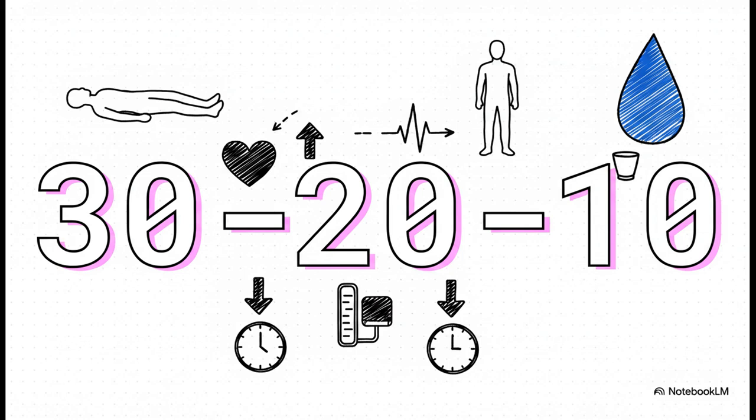Here's how it works. You have the patient lie supine for 10 to 15 minutes, then have them stand for 2 to 5 minutes. If their heart rate shoots up by more than 30 beats per minute, their systolic blood pressure drops by more than 20 millimeters of mercury, or their diastolic drops by more than 10, boom, you've confirmed severe volume depletion that absolutely must be addressed.